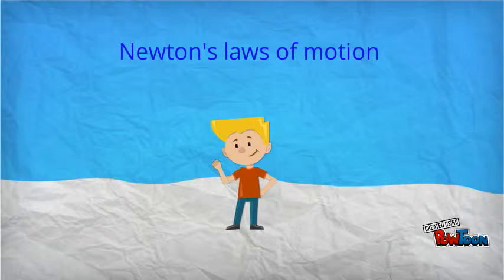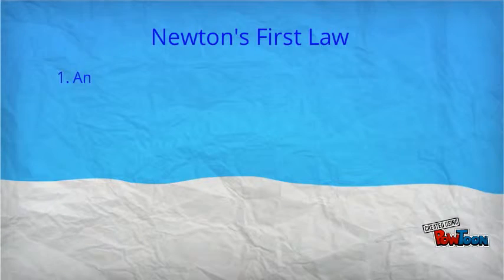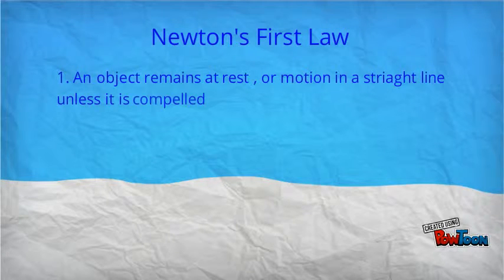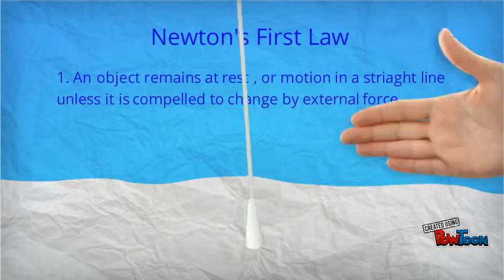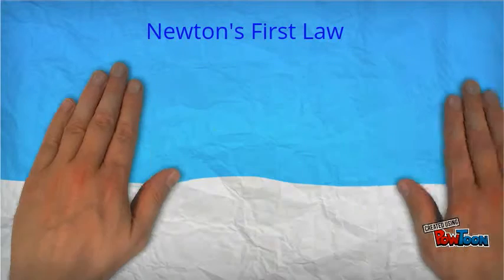Today we're going to talk about Newton's laws of motion. The first law states that an object remains at rest or remains in motion in a straight line unless it is compelled to be changed by an external force. In the picture you can see a ball is at rest. It is being kicked. It's in motion and it continues with a constant speed and direction. As soon as it hits the net, it is acted upon by an unbalanced force, which is the net, and that changes its speed and direction.